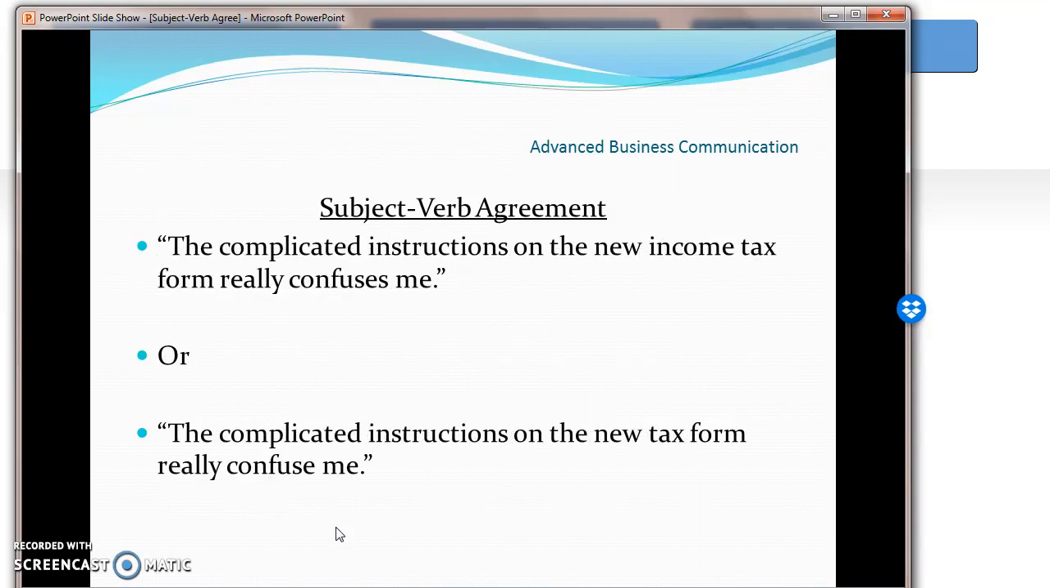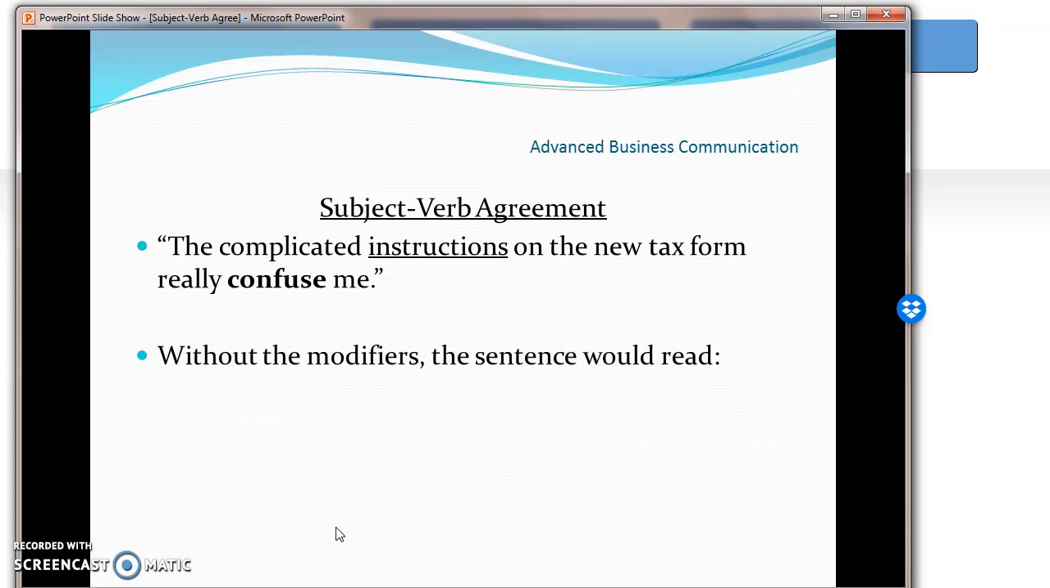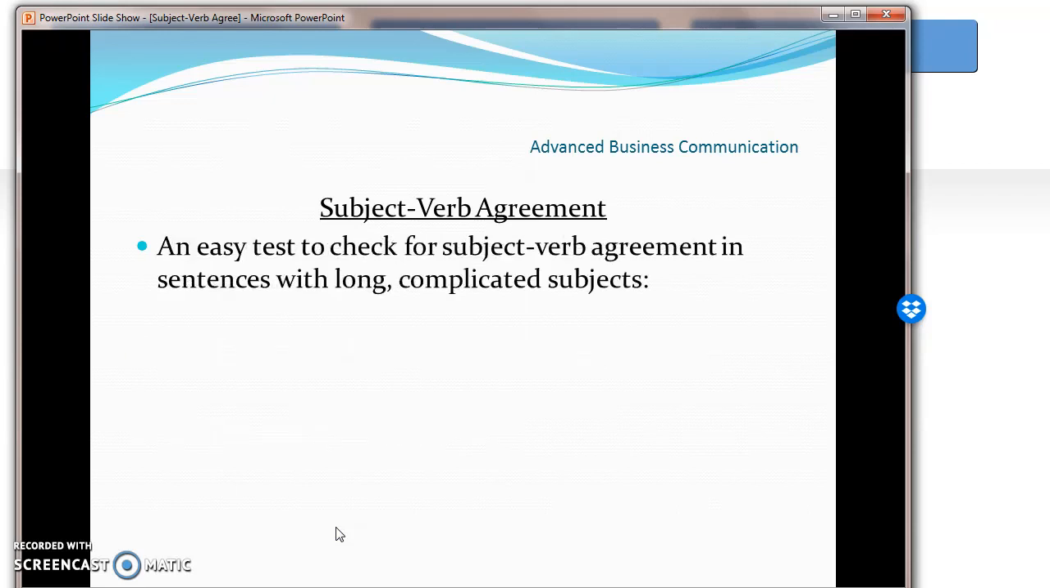Okay, how about this one? The complicated instructions on the new income tax form really confuses me, or the complicated instructions on the new tax form really confuse me. Which one is it? What's the answer? It's this one: the complicated instructions on the new tax form really confuse me, okay? Think about it like this. Without all the modifiers mucking it up, the sentence would be much more simple. It would just read, the instructions confuse me, okay? And everything else in that sentence is just modifiers tacked onto that basic core sentence, okay?